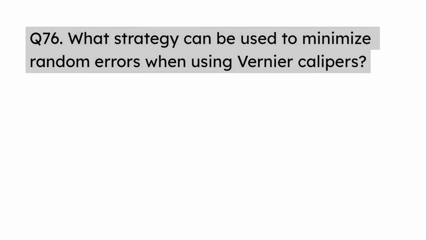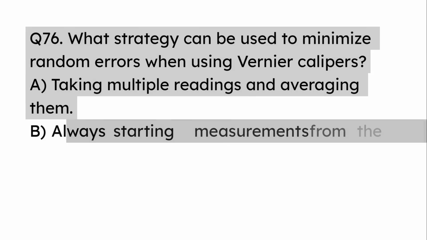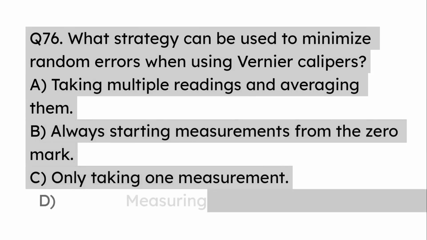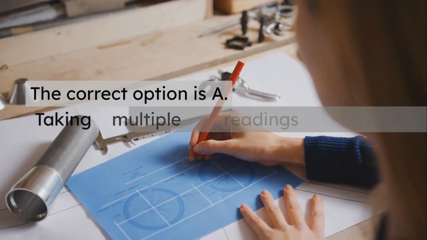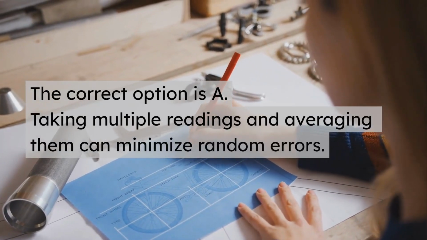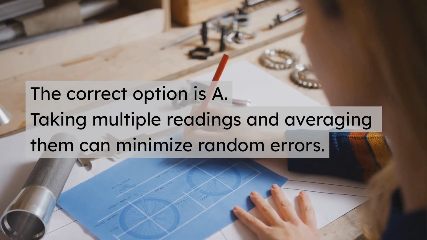Q76. What strategy can be used to minimize random errors when using vernier calipers? A. Taking multiple readings and averaging them. B. Always starting measurements from the 0 mark. C. Only taking one measurement. D. Measuring in dim light conditions. The correct option is A. Taking multiple readings and averaging them can minimize random errors.